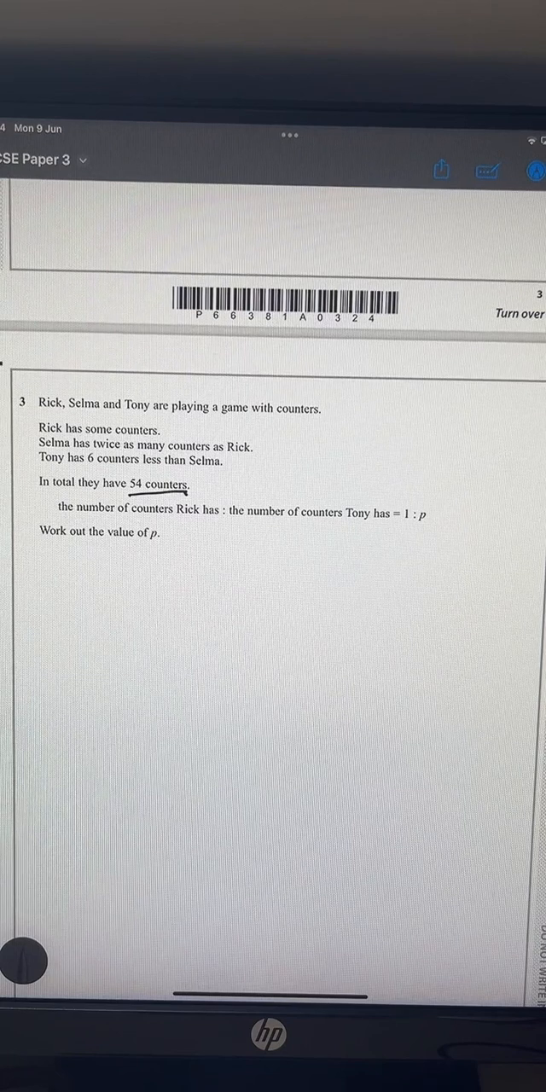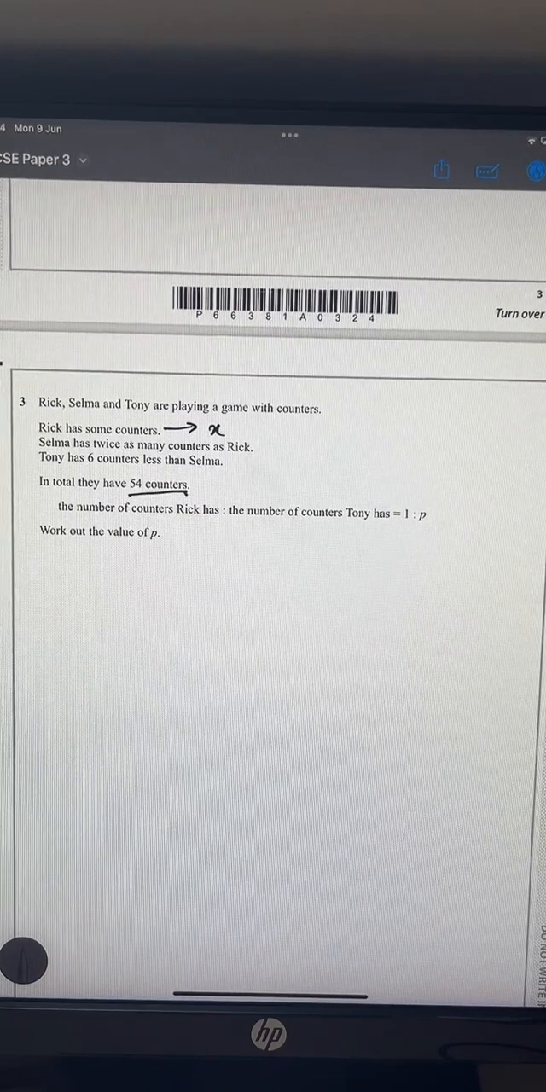So a long question. Let's break it down one by one. So Rick has some counters. Let's just say Rick has x counters. This is how I like to do these types of questions. Always use algebra, okay? So I set x as my base unknown. Selma has twice as many as Rick. So Selma would have 2x, right?